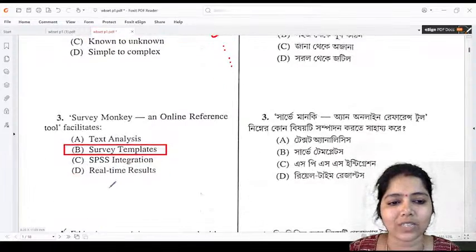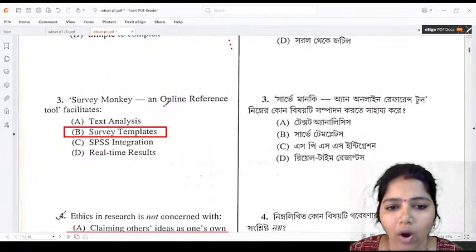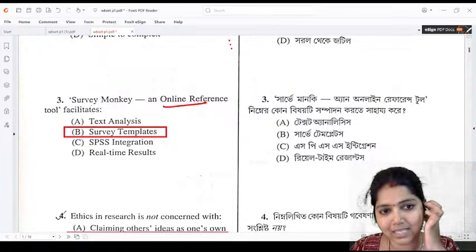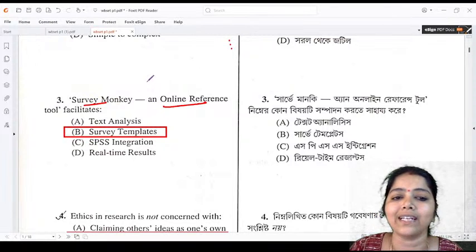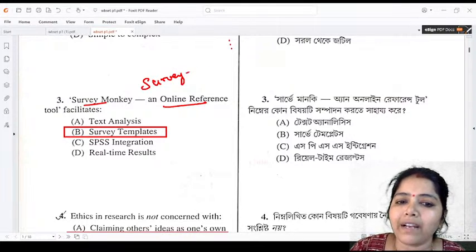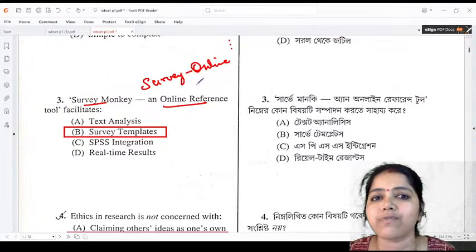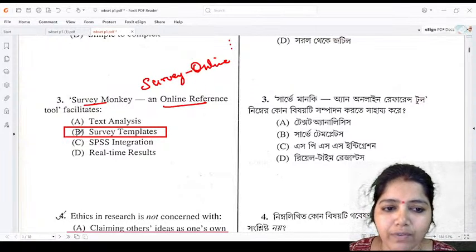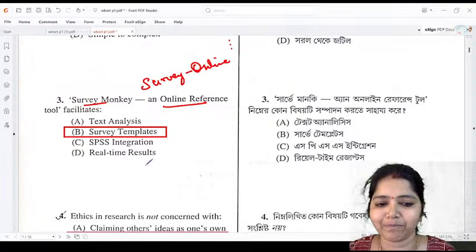The next one: Survey Monkey, an online tool. This tool is mainly meant for doing online surveys, and it also provides us with templates for surveys. So the right answer for this one is the survey templates.